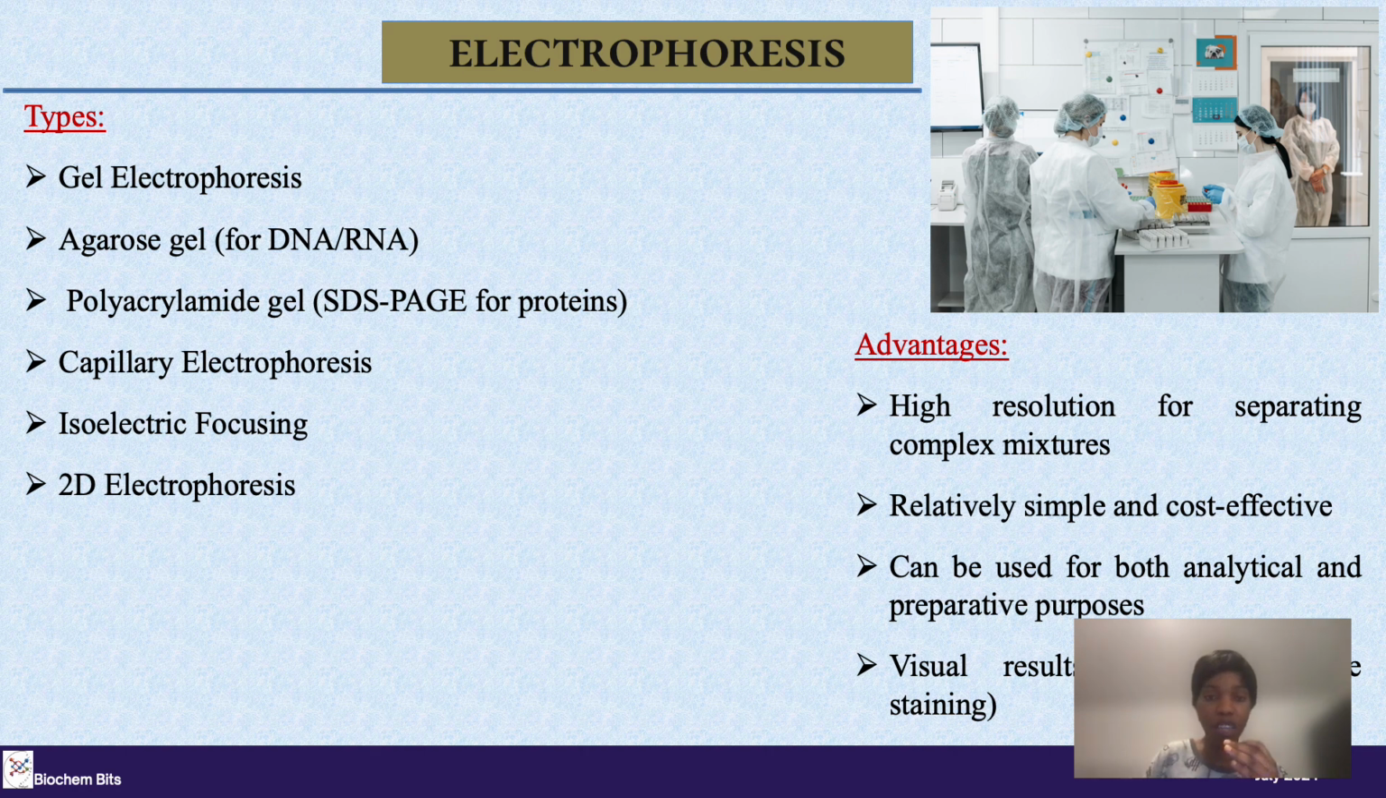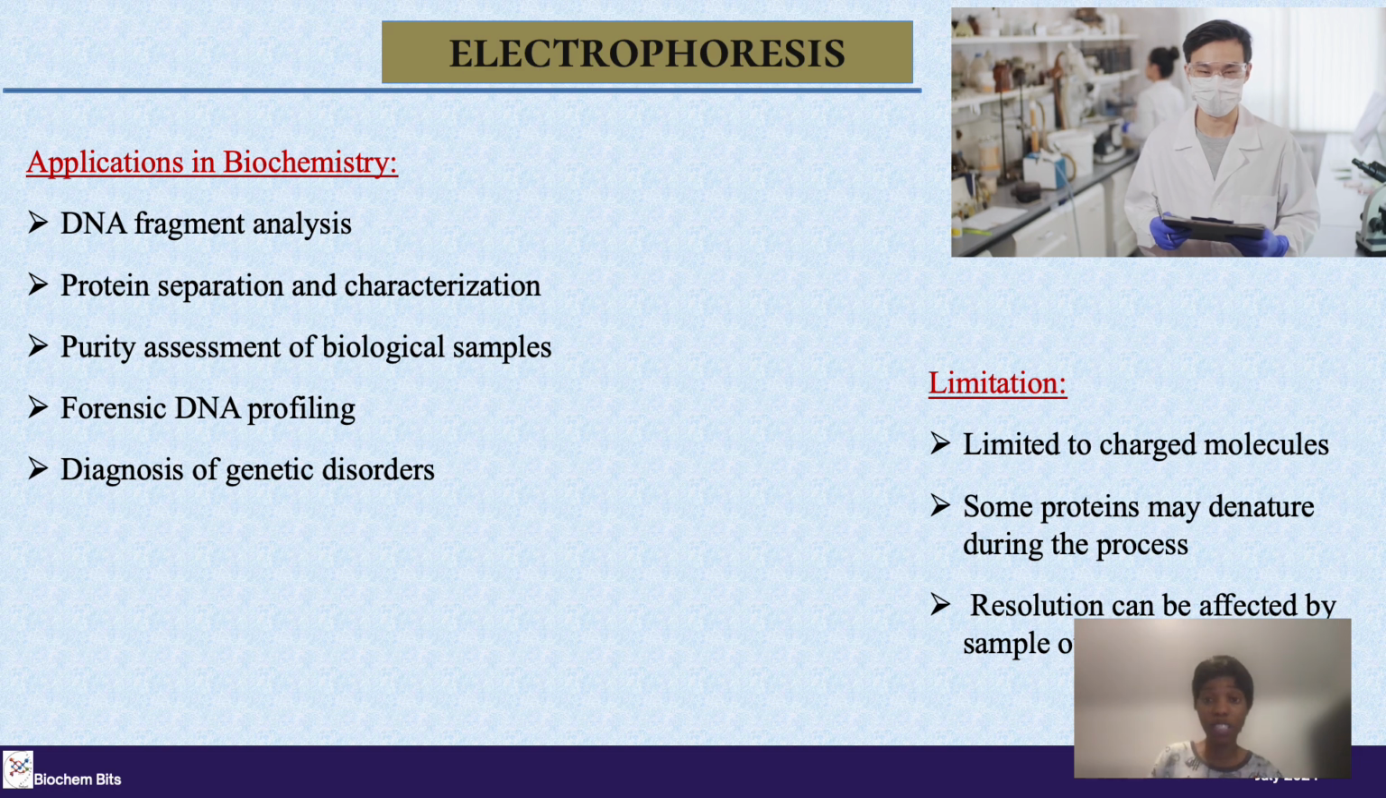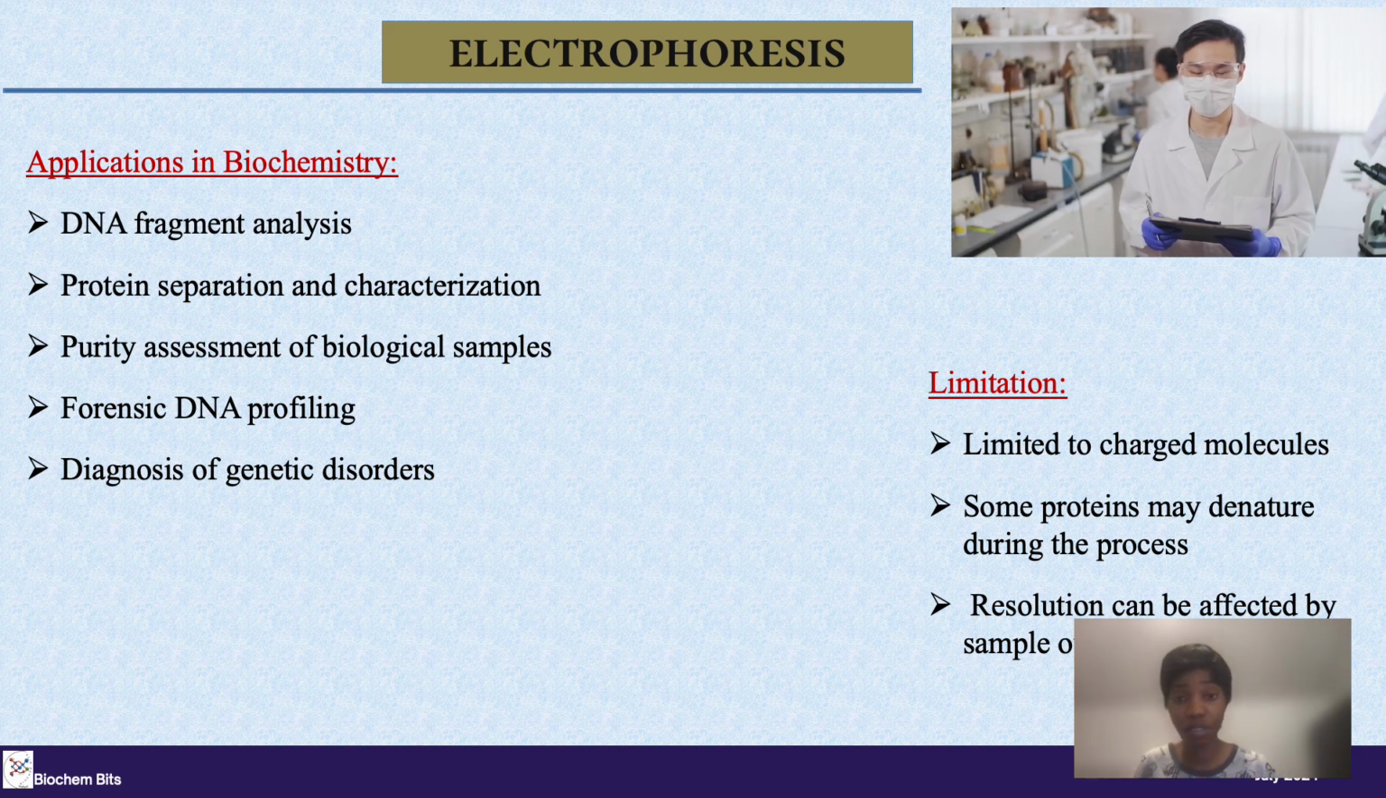So if you know the property of your molecule, you will be able to separate them based on that characteristic, and it has been applied most importantly in DNA fragmentation and also in protein separation, also purifying or assessing biological samples. And I think I've also seen it being used in forensic profiling. This is also very important.